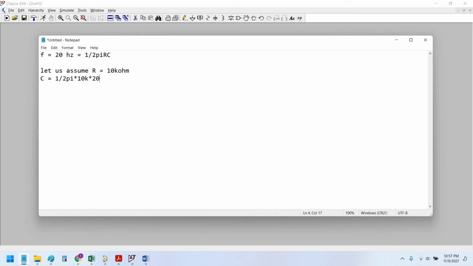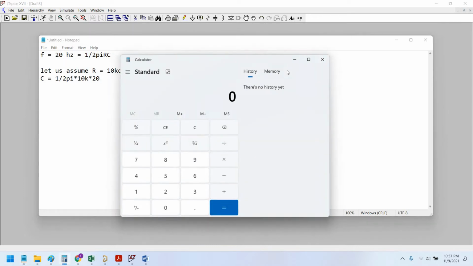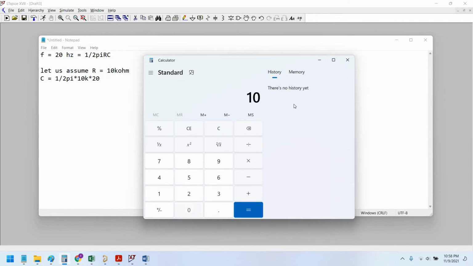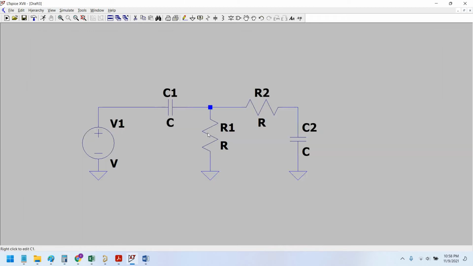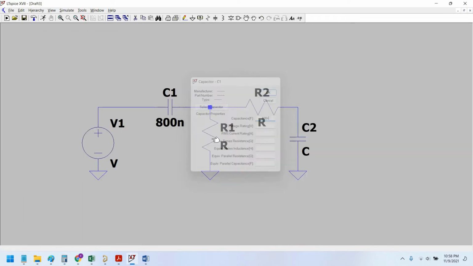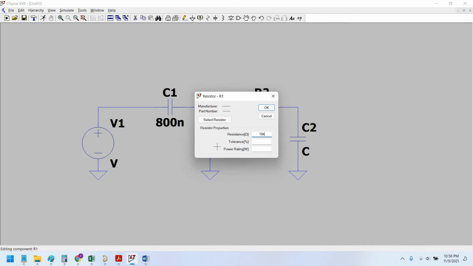With the help of a calculator you can find this. It is 7.95 into 10 raised to the power minus 7, or we can say 800 nanofarad. So 800 nanofarad, and this is 10k.